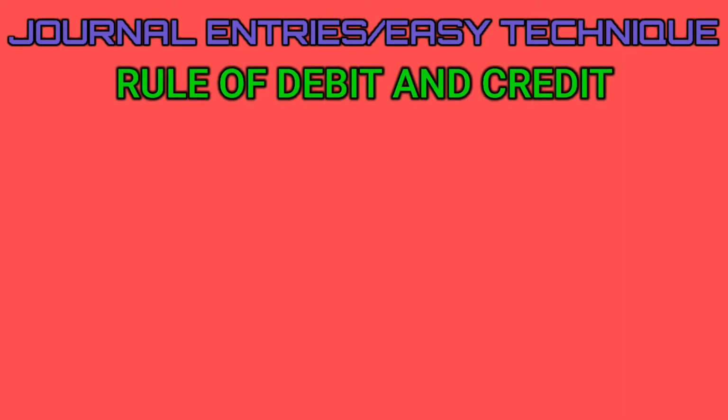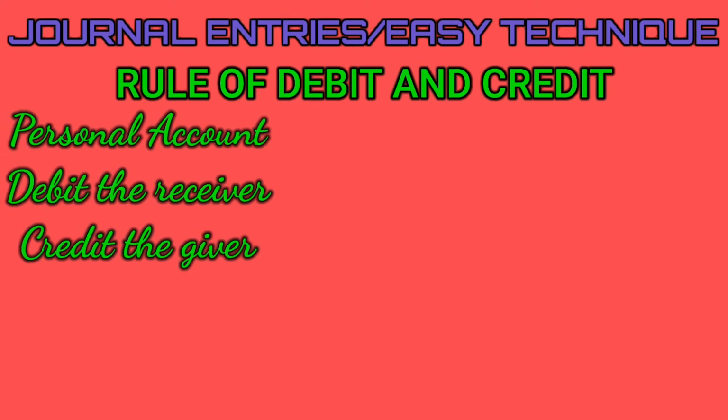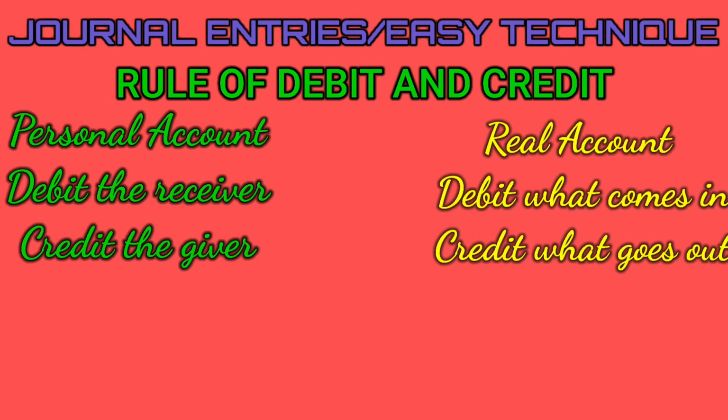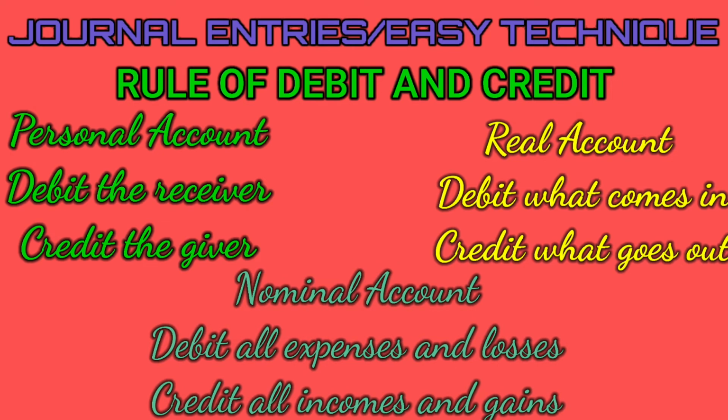How to pass journal entry easy technique. According to the English system, accounts are classified into three kinds: personal account, real account, and nominal account. And the rule of debit and credit is: personal account, debit the receiver and credit the giver. Real account, debit what comes into the business and credit what goes out of the business. And the nominal account, debit all expenses and losses and credit all incomes and gains.